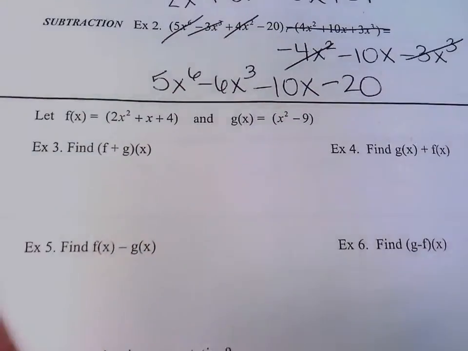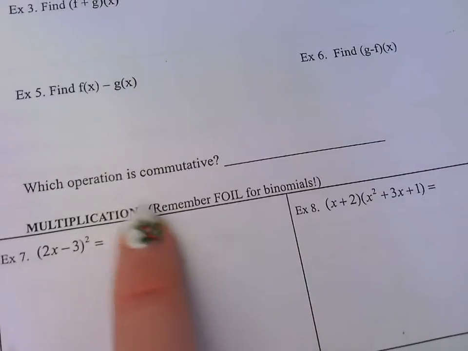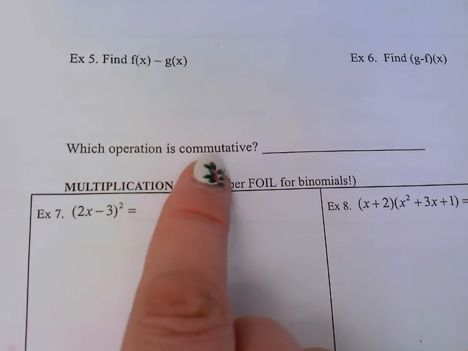I'm just going to skip examples 3, 4, 5, and 6 because I'm going to do those when we come back in. I am going to ask which operation is commutative.